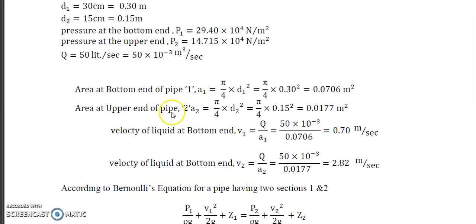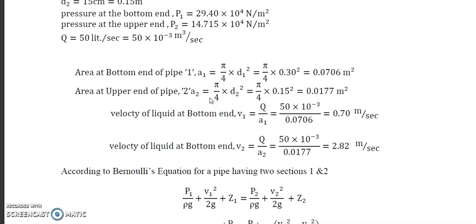Now you are calculating the area at the bottom end of this pipe. A1 is equal to pi by 4 d1 square, that is pi by 4 into 0.30 square, that will come 0.0706 meter square. Like that we can calculate the area at the upper end. A2 is equal to pi by 4 d2 square, then pi by 4 into 0.15 square, that will come 0.0177 meter square. Then you have calculated the area at both ends. Now you are calculating the velocity at both ends.